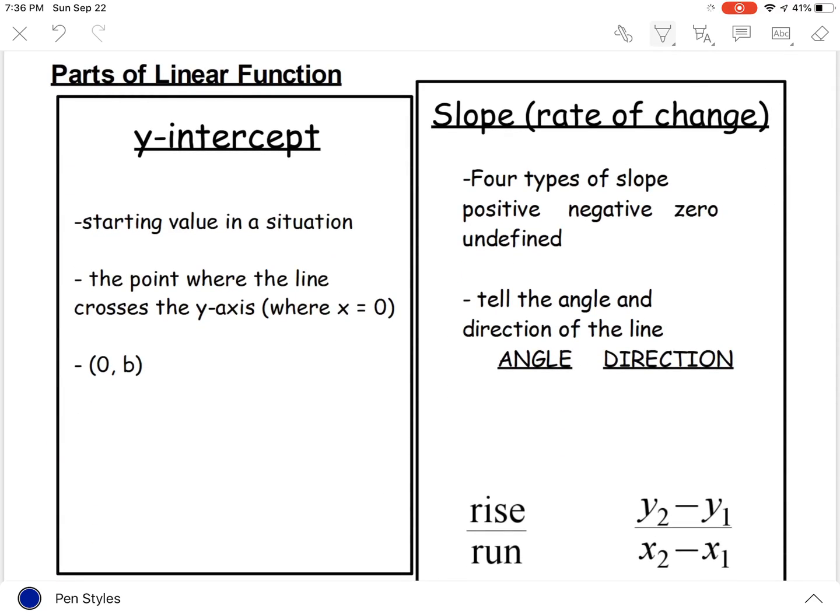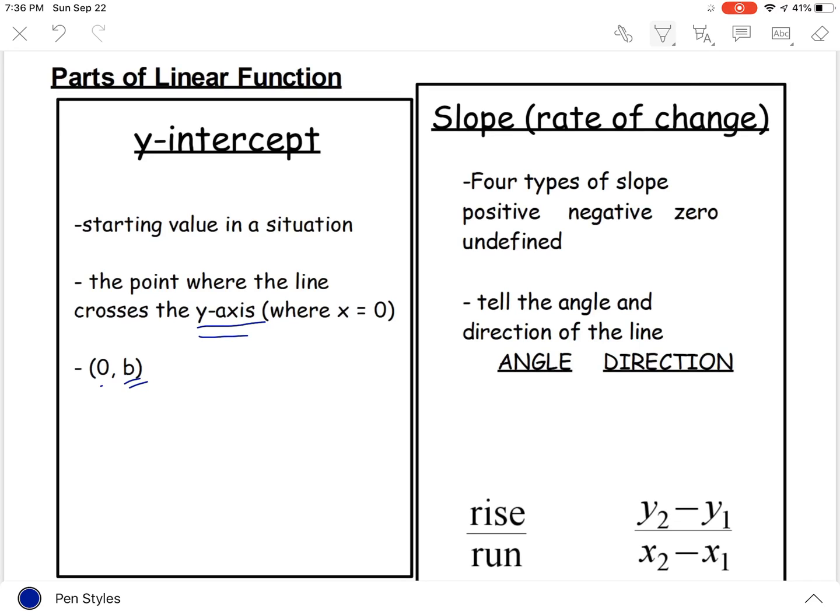Remember our y-intercept, it's that starting value. It's the point where your line is crossing the y-axis, and it's always going to look like 0 and then some b value. Slope or rate of change, well, there are 4 different types.